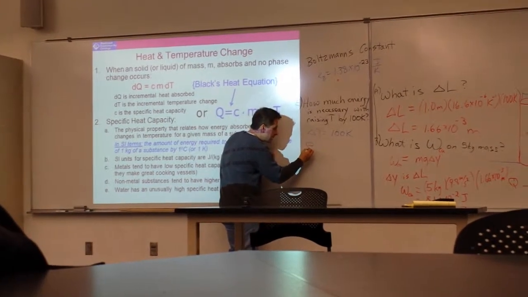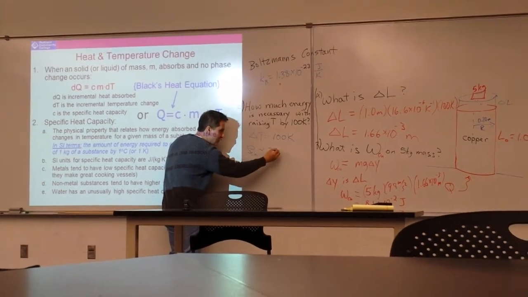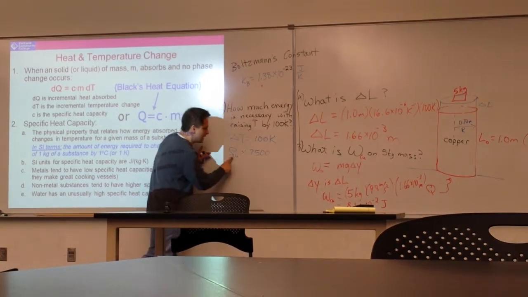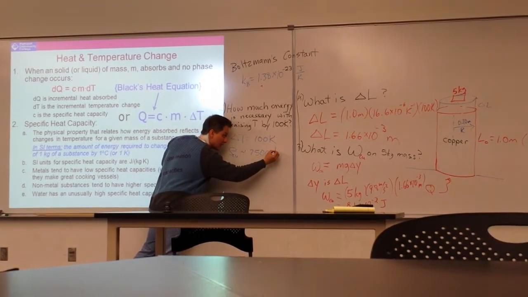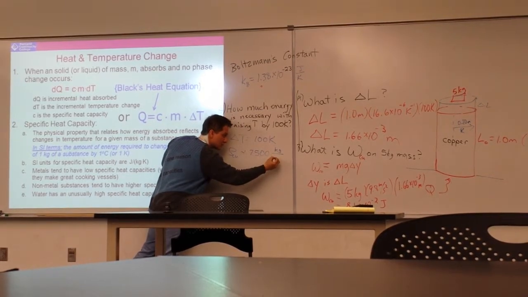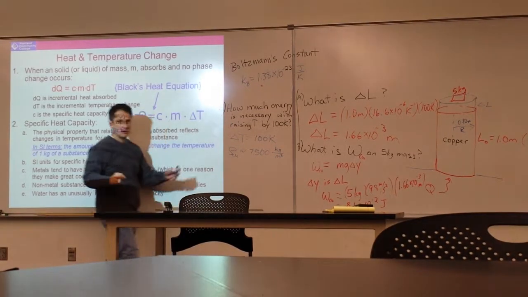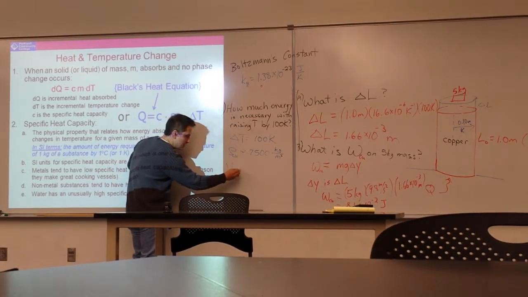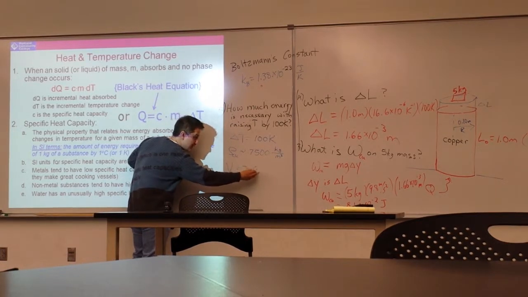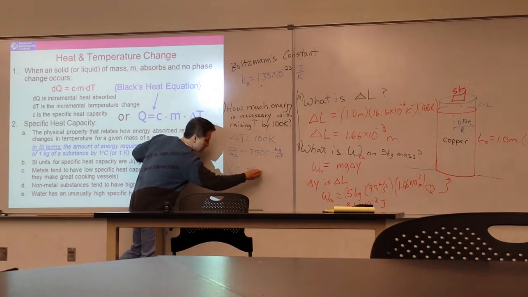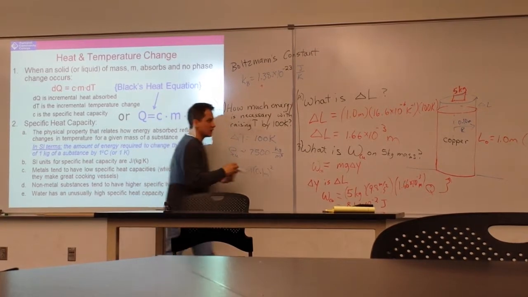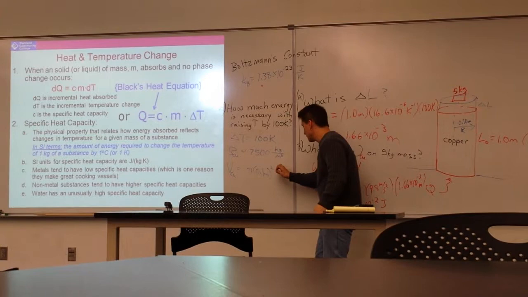Okay, so the density of copper is about 7,500. There may be a better number, but I'm just going to use 7,500 kilograms per cubic meter. We have a volume of copper equal to the cross-sectional area times the length, not 2 times pi r squared, excuse me. It's got a cross-sectional area of pi r squared, and it's got a length of 1 meter.